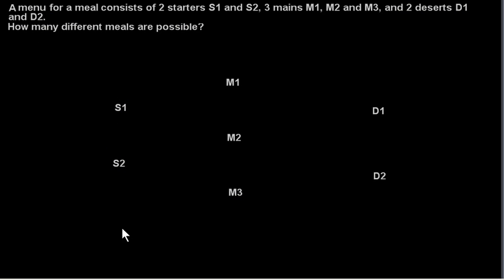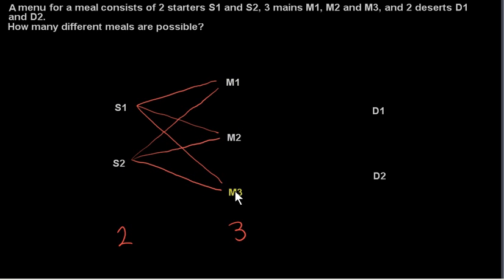So we have a choice of two starters, and we have a choice of three main courses. Let's suppose that we choose starter S1. So here are the three options for a main course if we choose S1. Similarly for S2, we have another three options for the main course. So there are two ways that we can choose a starter and three ways that we can choose a main course. In all, we have 6 possibilities for a starter and a main course. That's just got by multiplying 2 by 3.